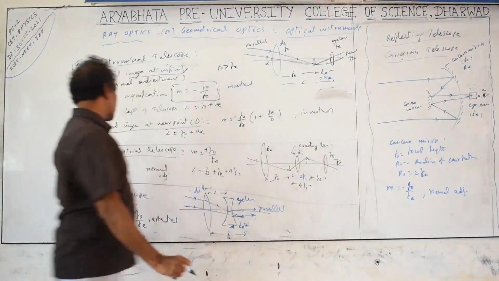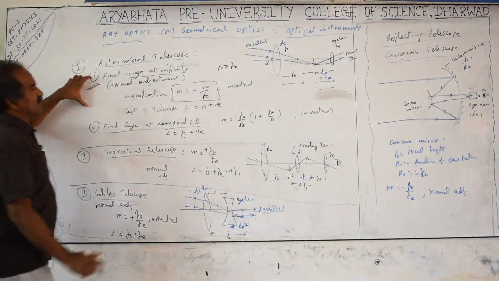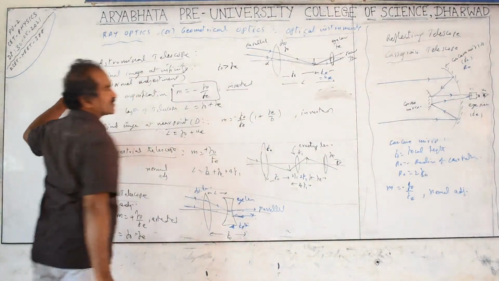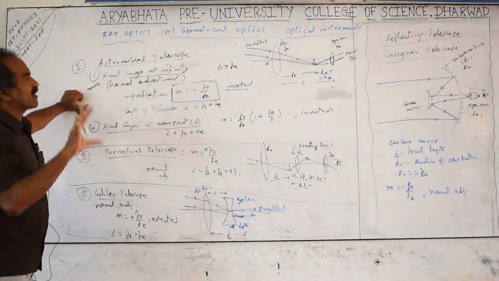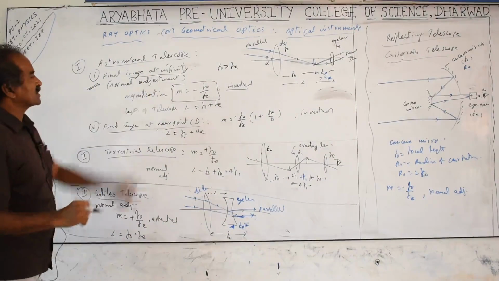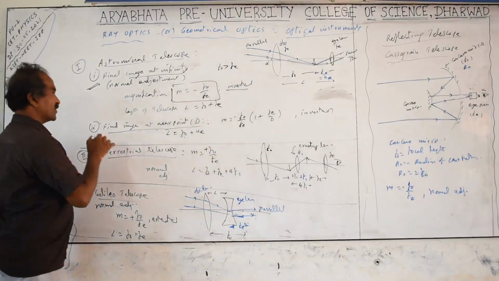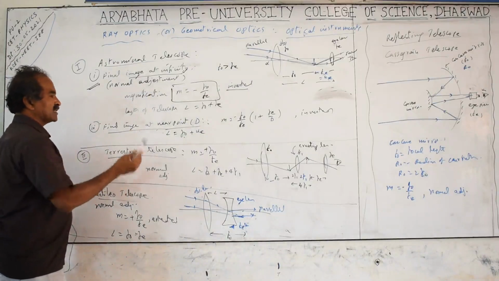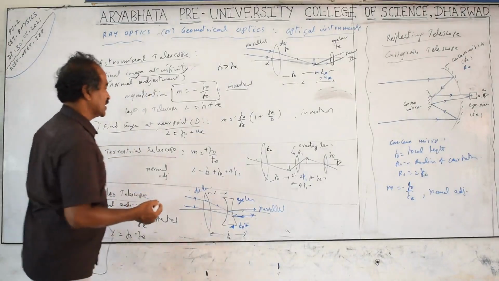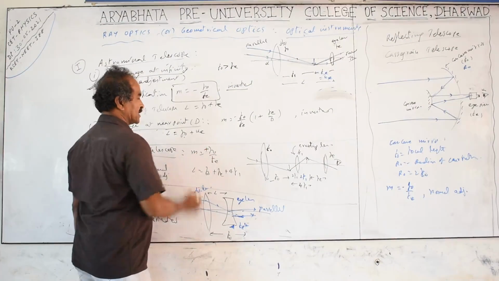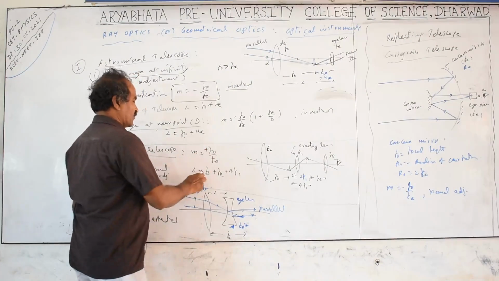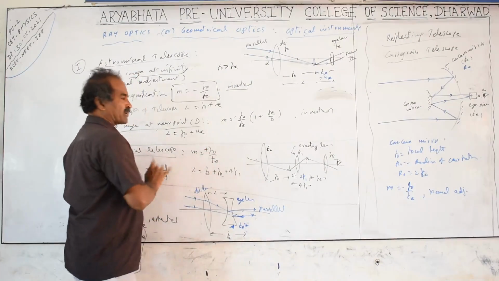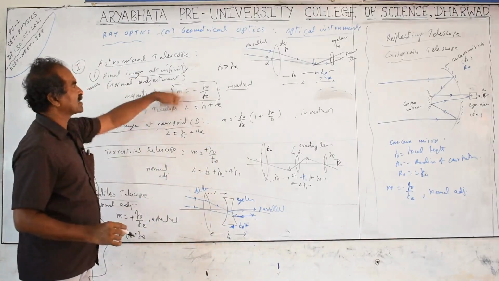Next is the terrestrial telescope. For the astronomical telescope, the final image is inverted because you are seeing distant objects like planets, which are already spherical. Seeing the inverted image makes no difference for us. But if you are seeing trees and long distance buildings, the inverted image will not be comfortable. Then we go for the terrestrial telescope. In the terrestrial telescope, the magnification is FO by FE. This is for normal adjustment only. The formula is the same as the astronomical telescope.